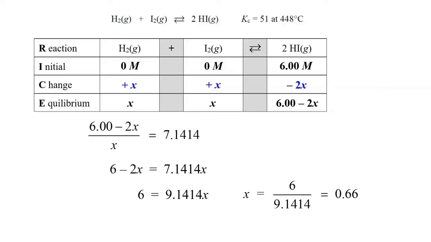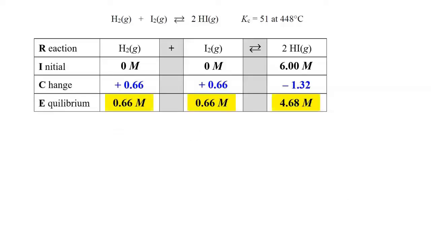Now that I know that X is equal to 0.66, I can fill in the change row of this ICE table with actual numbers. So 0.66 and 1.32 appropriately. That means that at equilibrium, the concentration of hydrogen will be 0.66 molar. Concentration of iodine will be the same value, 0.66 molar. And 6 minus 1.32 is equal to 4.68. So those three numbers are the concentrations for the reactants and the products.